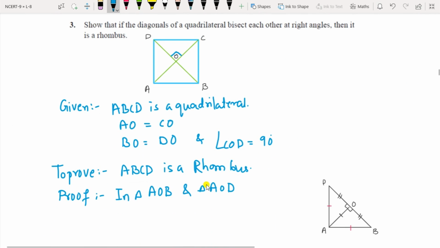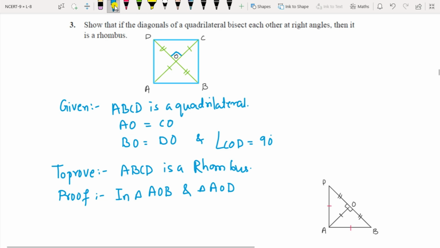Question 3 is, show that if the diagonals of a quadrilateral bisect each other at right angles, then it is a rhombus. So you have to prove that if the diagonals of a quadrilateral bisect each other at 90 degrees, then it is a rhombus. ABCD is a quadrilateral, AO equal to CO, BO equal to DO. It is bisecting, so these are equal here. You can see AO equal to CO and DO equal to BO, and this angle is equal to 90 degrees. We have to prove that ABCD is a rhombus.